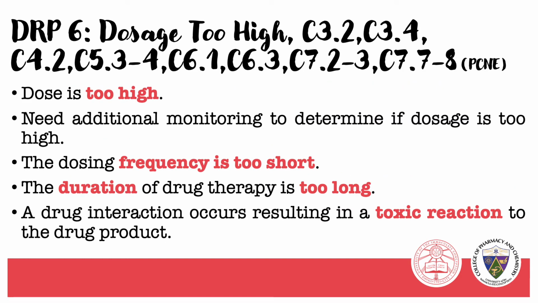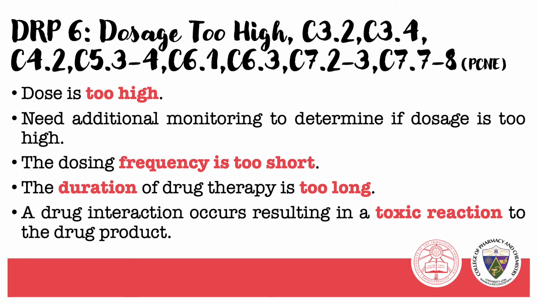This slide is about drug-related problem number 6, or dosage is too high. It has the same thought as C3.2, C3.4, C4.2, C5.3 to 4, C6.1, C6.3, C7.2 to 3, and C7.7 to 8 of PCNE version 8. This DRP talks about a drug product that has a dose that is too high, resulting in undesirable toxic effect. There's a need for additional monitoring in order to determine if this dosage is really too high.